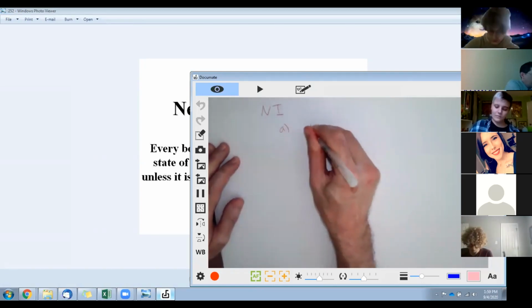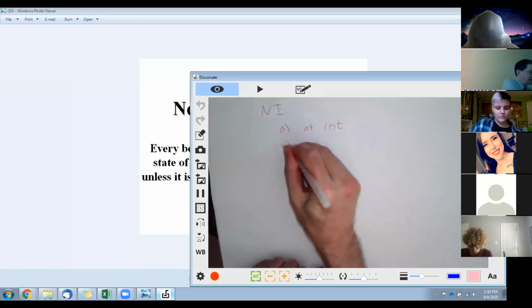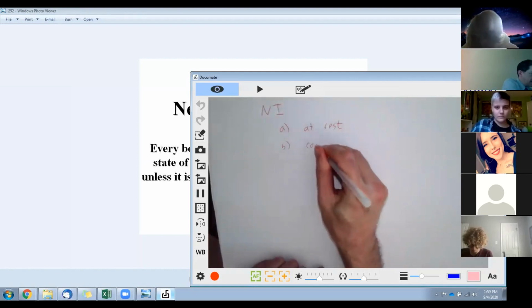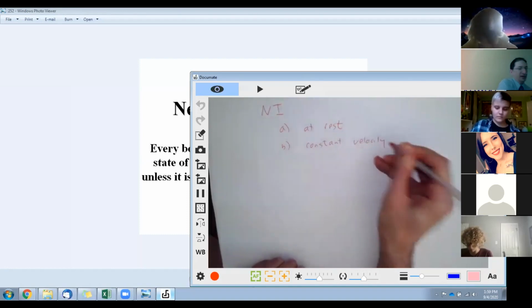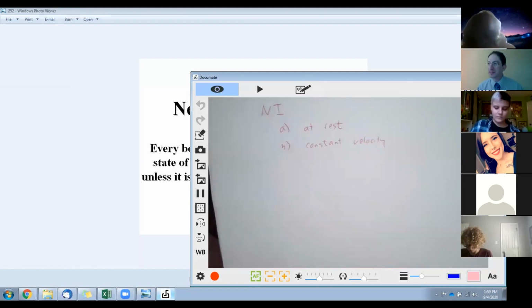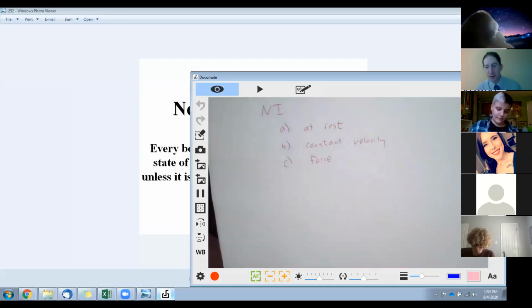First case is being at rest. A body at rest will stay at rest unless a force acts on it. That makes sense. The second is another natural state of motion: constant speed or constant velocity. Speed refers to the magnitude of your speed. Velocity is both the magnitude and the direction, if you want to know the technical difference there. But constant speed in one direction, you'll keep going in that direction, at that speed, forever unless acted upon by a force. And then part C has to do with these forces acting on the bodies.